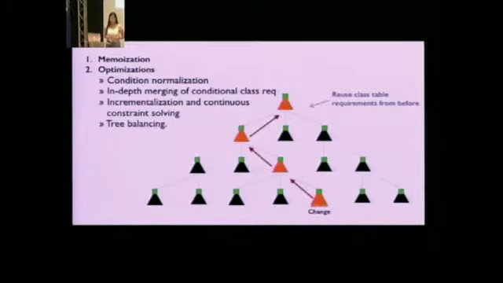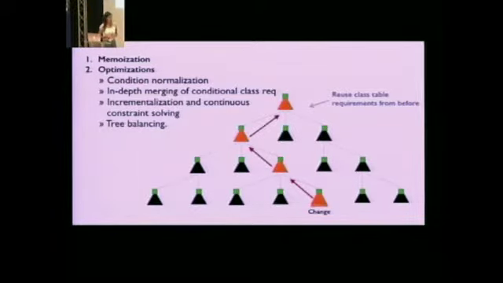Now let me go back to incrementalization and how we did it, because this was just the technique of co-contextual type checking, which enables incrementalization. To do incrementalization, we use memoization as a technique, and to obtain faster feedback, we do some optimizations: condition normalization, in-depth merging of conditional class requirements, incremental and continuous constraint solving, which is also enabled by having a merging operation, and also tree balancing.